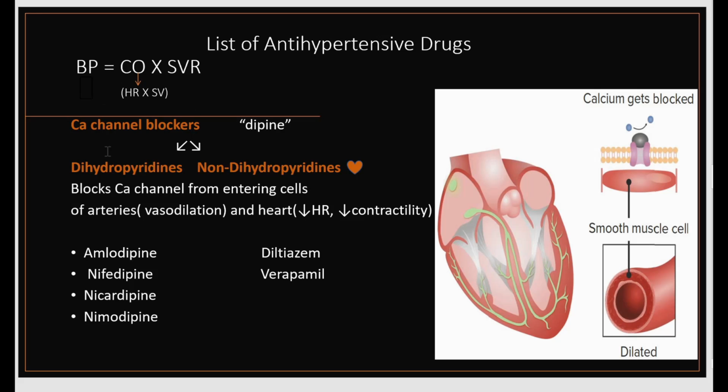Again, calcium channel blockers which act on the blood vessels are called dihydropyridines. Examples: amlodipine, nifedipine, nicardipine, and nimodipine. Now, the calcium channel blockers that act on the heart are called non-dihydropyridines. Examples: diltiazem and verapamil. So they act mainly on the heart and decrease the heart rate and contractility. As a result, this group of drugs, diltiazem and verapamil, are used to treat tachyarrhythmias.